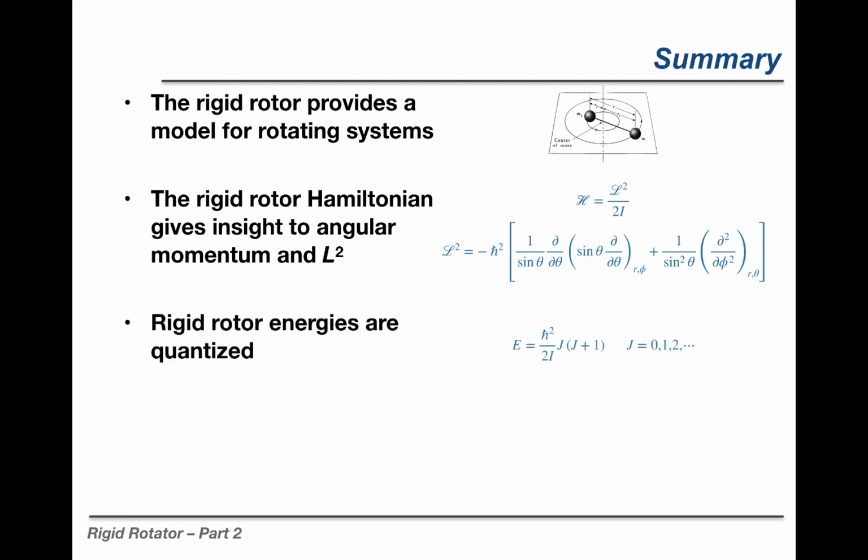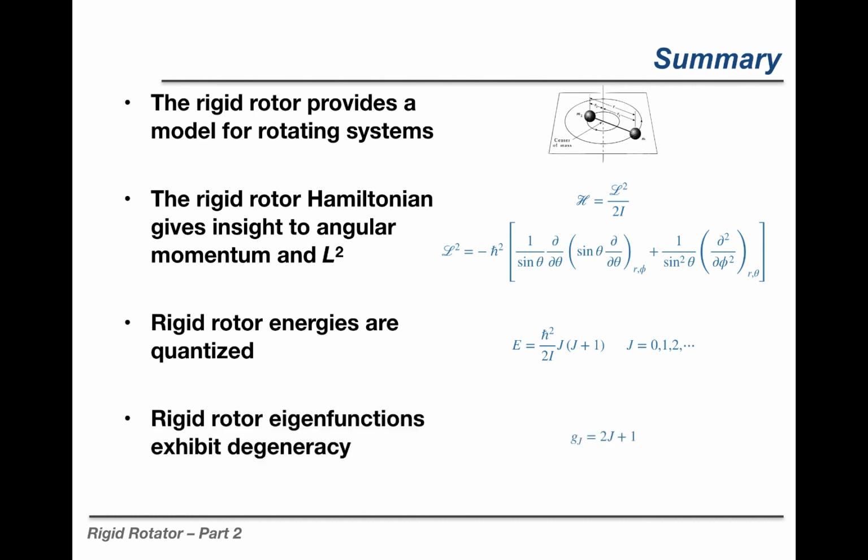The rigid rotor energies are quantized. We showed that. And we introduced the quantum number j, which is equal to 0, 1, 2, or any other positive integer. And finally, the rigid rotor eigenfunctions can have degeneracy. And the degree of degeneracy is given by g sub j, which is equal to 2j plus 1. Again, as the examples I gave a minute ago, for j equals 0, the degeneracy is 1. In other words, the state that you found for j equals 0 is non-degenerate. But if j were equal to 5, there would be 11 degenerate states.